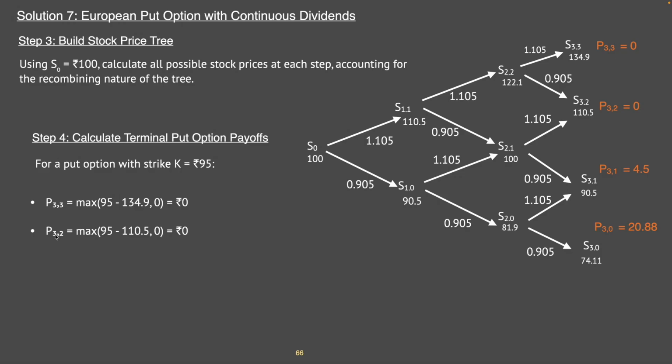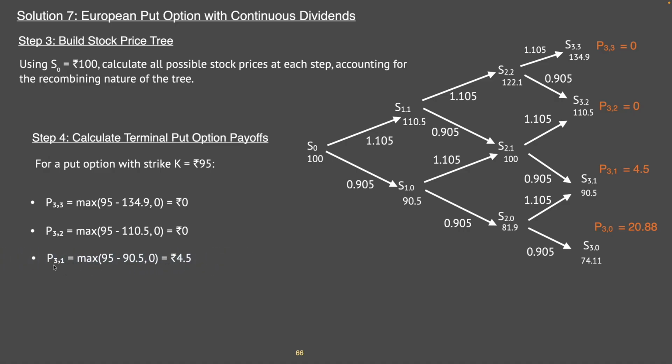So here, P32 is max of 95 minus 110.5 comma 0. Out of this, since 95 minus 110.5 will be a negative value, we will get 0. So at S32 also the option value will be 0.